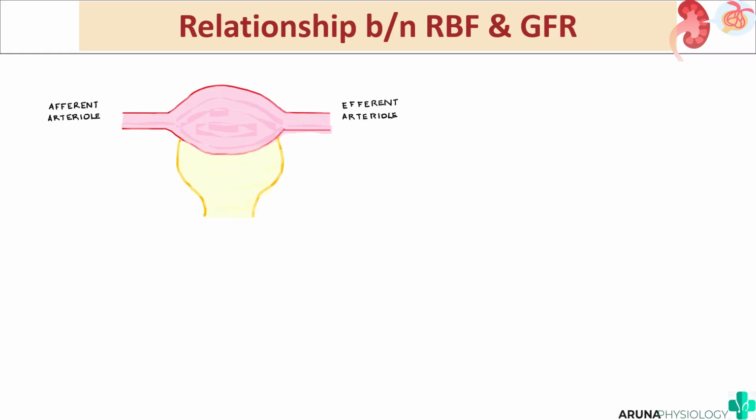So suppose this is our glomerulus along with the Bowman's capsule. Now suppose there is a constriction of the afferent arterioles. What happens? The renal blood flow is going to decrease because there's a block here in the inlet, right? So what will happen to the hydrostatic pressure? That is also going to decrease. So naturally the GFR is going to decrease. So if there is afferent arteriole constriction, there is going to be decreased GFR.